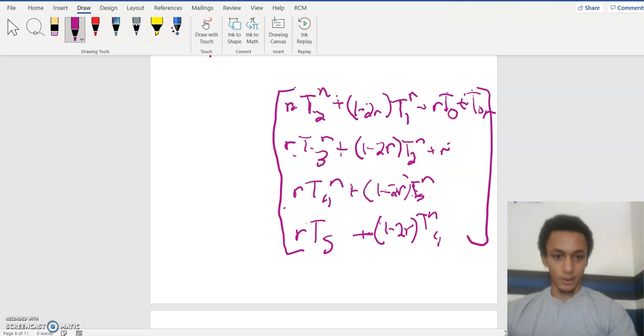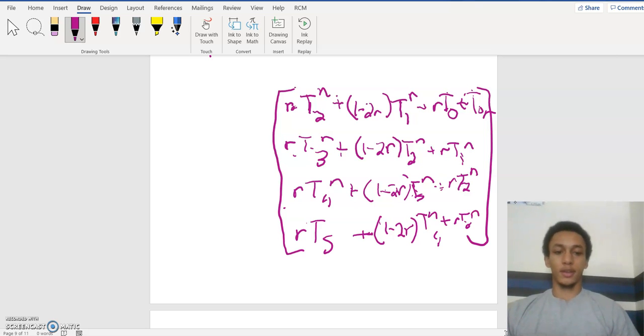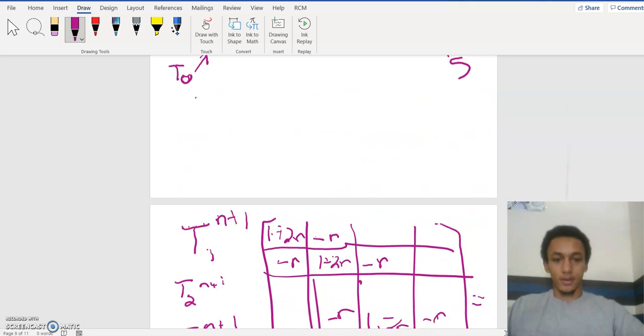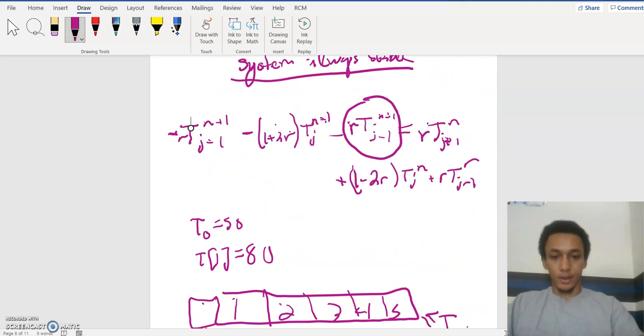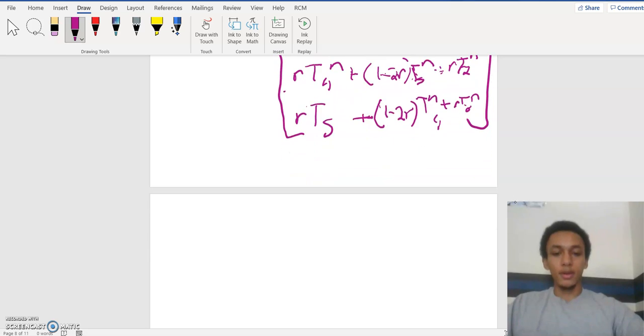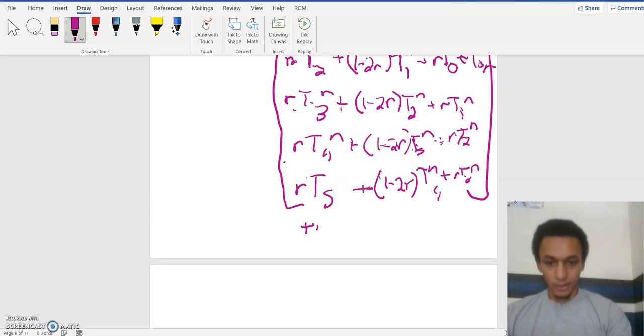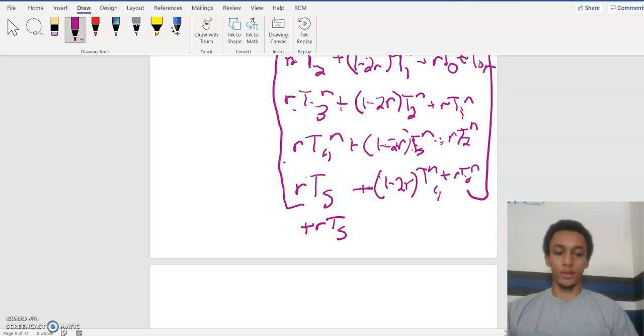There's going to be plus rT1 of n, plus rT2 and T3 then. But for this one, we're going to do the same thing as the first, except instead of the previous value, we're going to do at the additional value of the node. So instead of previous value up here, the one that's circled, we're now going to take into account the one there, the additional. So we just add another plus rT5, and we won't need an n since T5 is a known value.